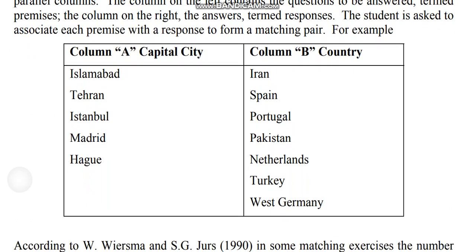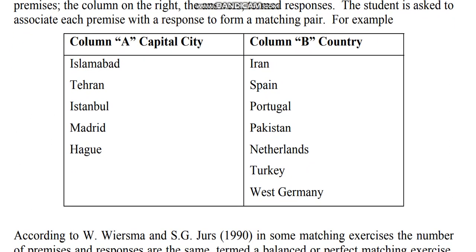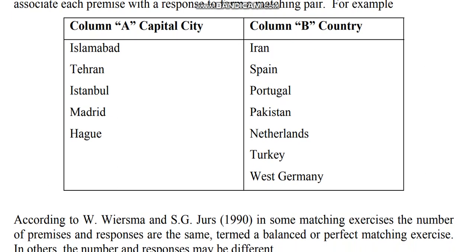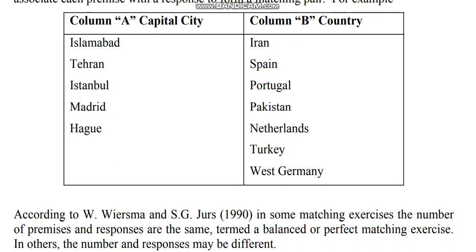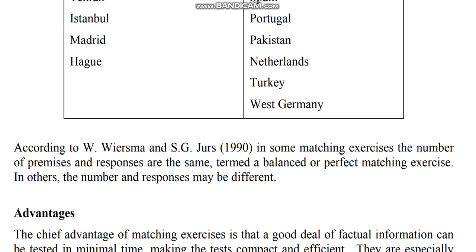You can see it in the given figure. According to W. Wiersma and S.G. Jurs, 1990, in some matching exercises, the number of premises and responses are the same, termed a balanced or perfect matching exercise. In others, the number of premises and responses may be different.